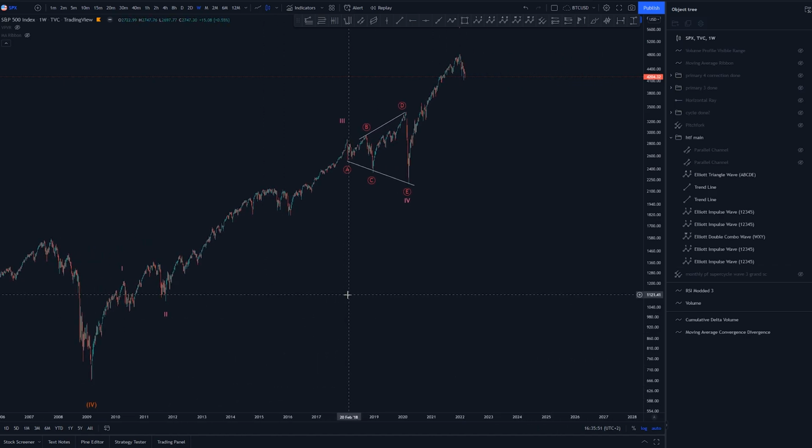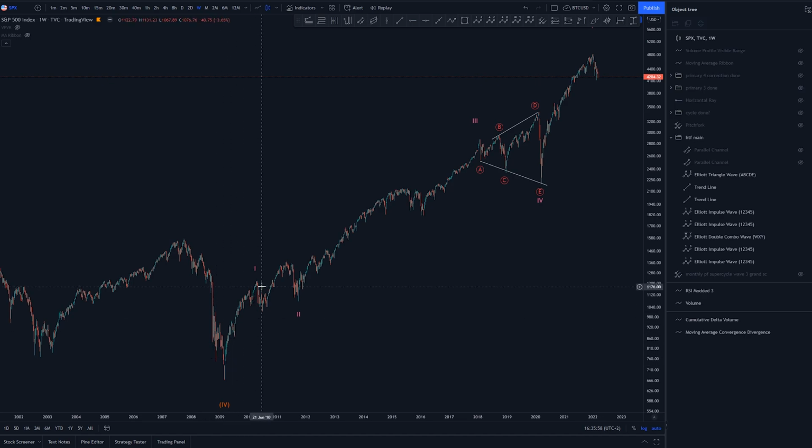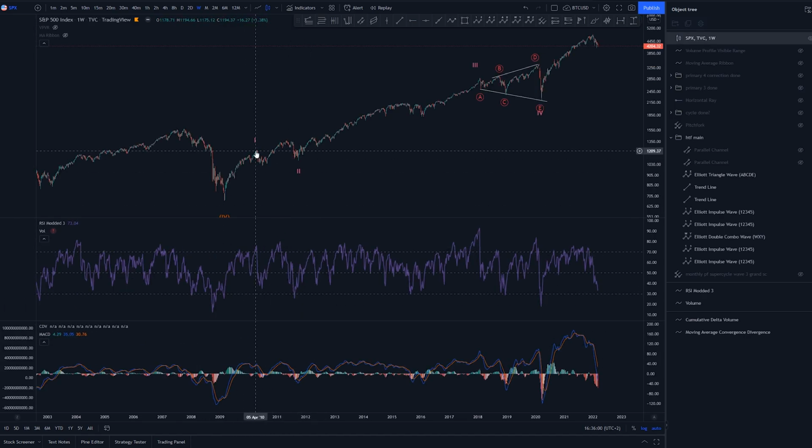We're again starting a new cycle count from around 2009. I marked this as 1 here. Arguably it could be somewhere here, highest peak here on RSI. Couldn't get a suitable count up here, so I think this is better, but I wouldn't disregard this either.